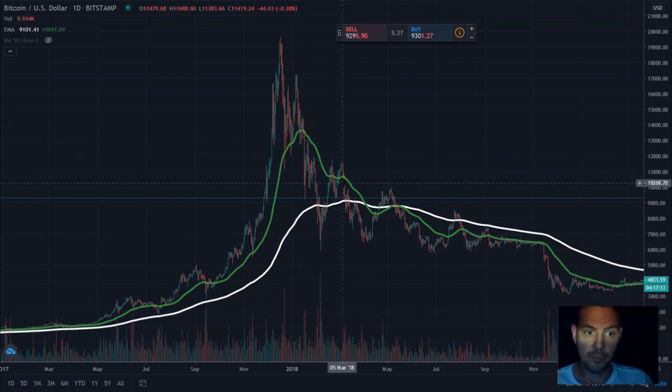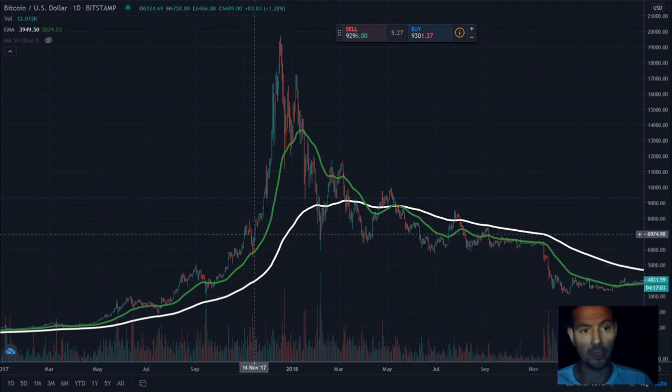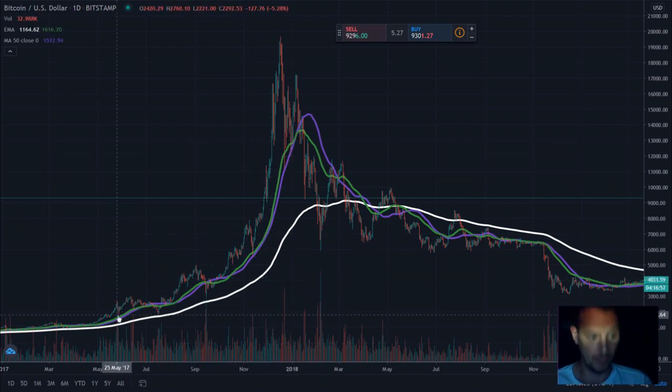So like I say, this green is the 50 exponential and this white is the 200. So obviously the white taking a longer period of time to tell you which way it's going, and the green an even shorter time. What I'm going to show you now is obviously the green is the 50 exponential. This purple here is just a 50 moving average. And as you can see, there's not a great deal of difference between the two, but there is a difference.